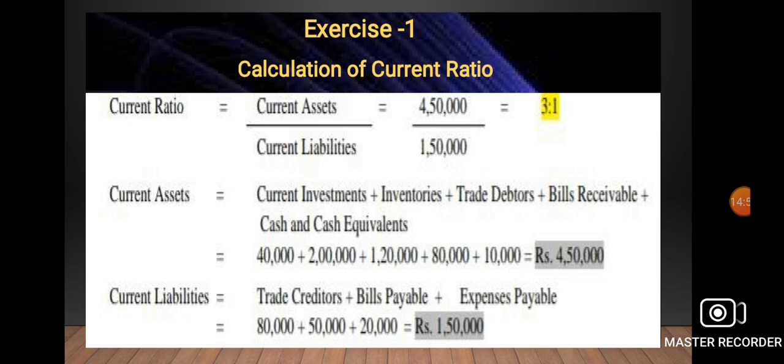So we have already found the current assets and current liabilities values with the help of the formula. Substitute the values to find the current ratio. Current assets 4,50,000 divided by current liabilities 1,50,000. We get 3 by 1. So 3 is to 1 is the current ratio.